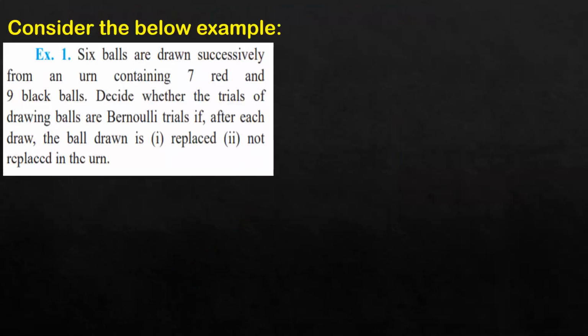Now consider the below example. 6 balls are drawn successively from an urn containing 7 red and 9 black balls. Decide whether the trials of drawing the balls are Bernoulli trials if after each ball the ball drawn is replaced and not replaced in the urn. So class, as you can see, in all there are 9 plus 7, 16 balls. Out of those 16 balls, you are drawing 6 balls and there are 2 conditions which are put in front of you. The number 1, whatever balls you are drawing are replaced.